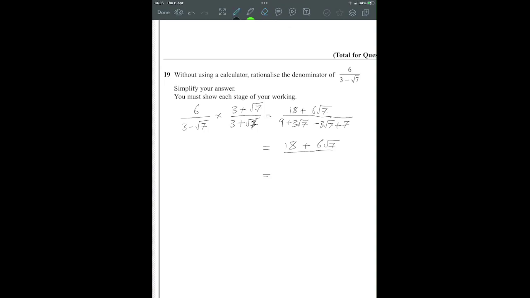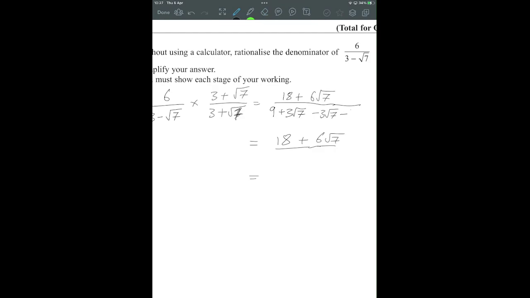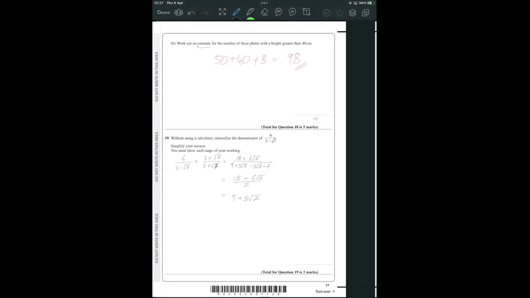And I also spot the mistake, which is this last term over here. It wasn't root 7 times root 7, it was negative root 7 times root 7. So that's a subtract 7 rather than a plus 7, which means my denominator is 2, which actually makes my simplifying a lot easier. Just shows the importance of having some way to check your working. You can spot your errors fairly quickly.